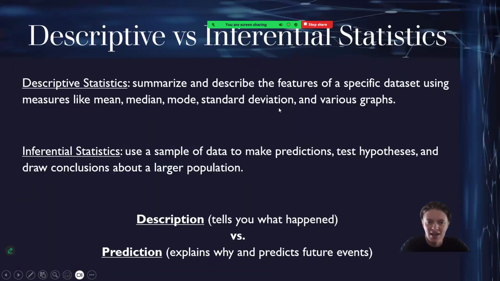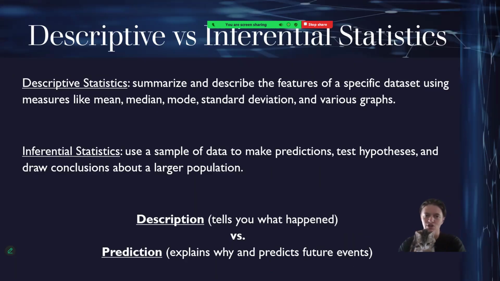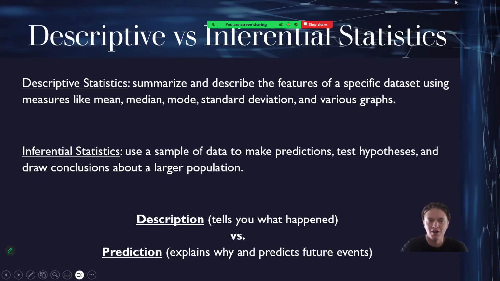So let's jump in. Descriptive versus inferential statistics, one key difference to highlight here. Descriptive statistics summarize and describe the features of specific data sets, right? We use things like the mean, the median, the mode, standard deviation, and various graphs. So we're summarizing and describing, versus inferential statistics, which use a sample of data to make predictions, to test hypotheses, and to draw conclusions about a larger population.